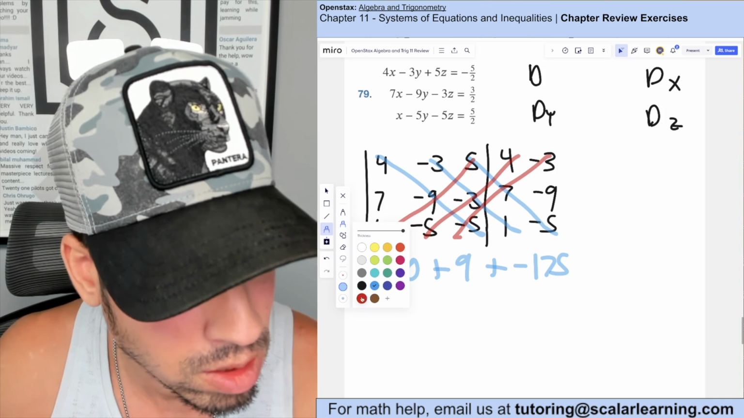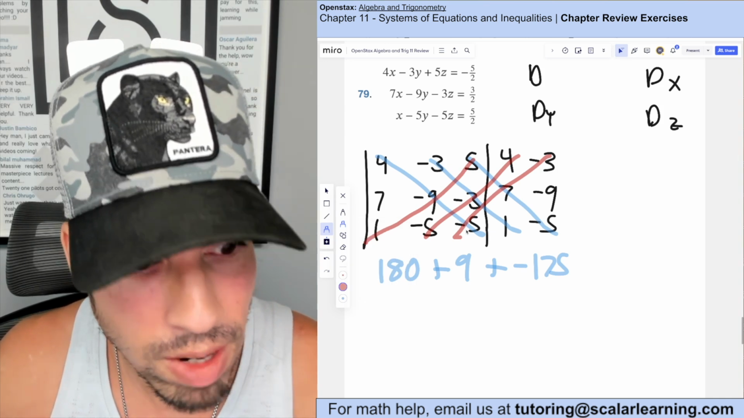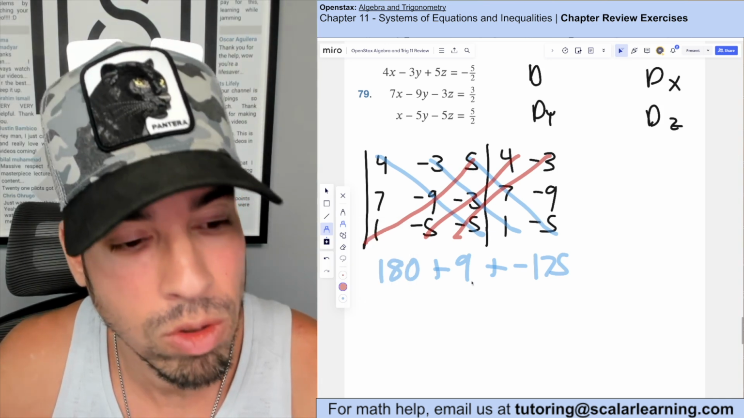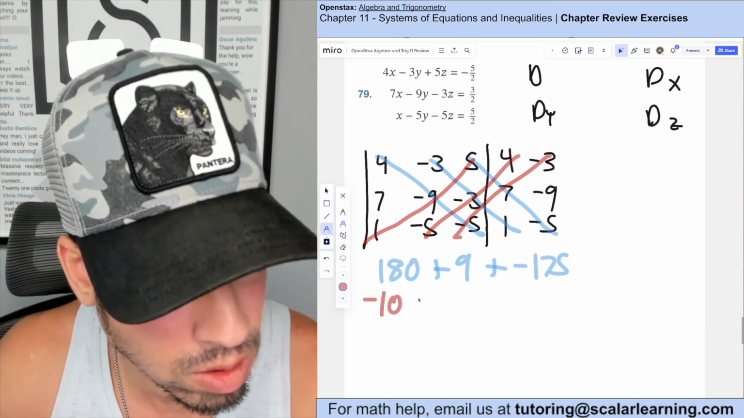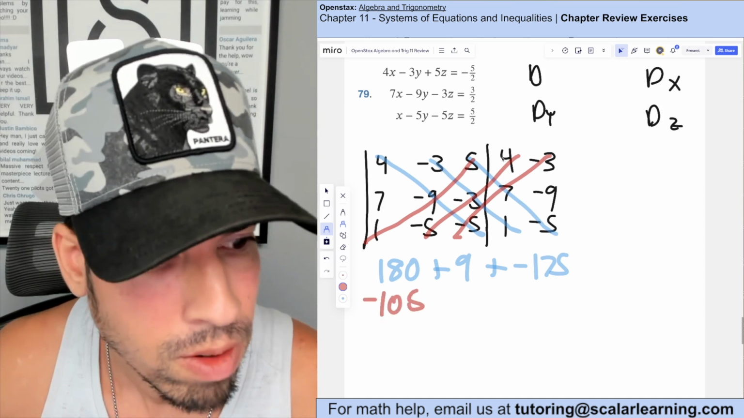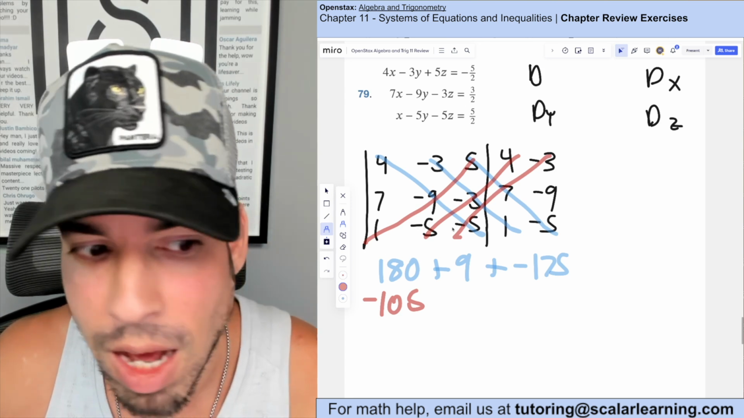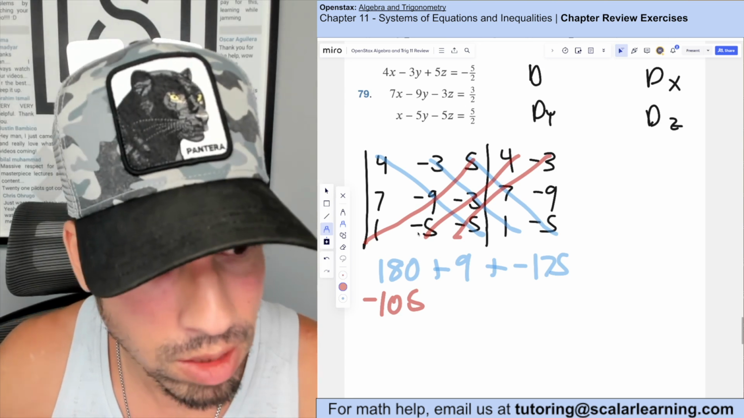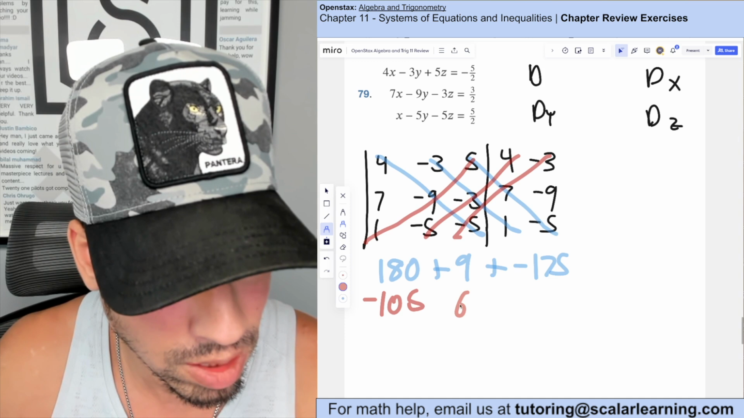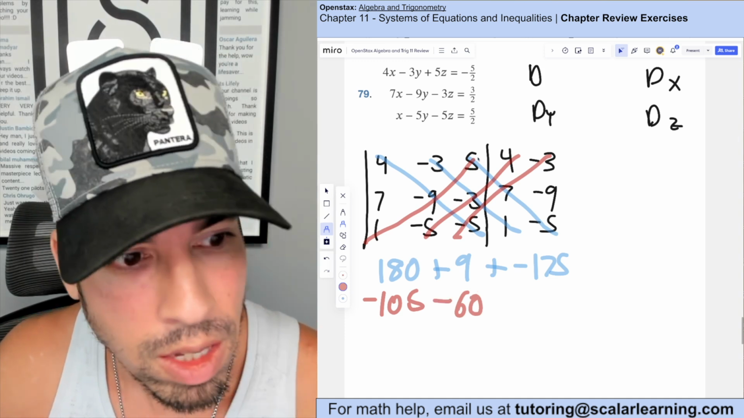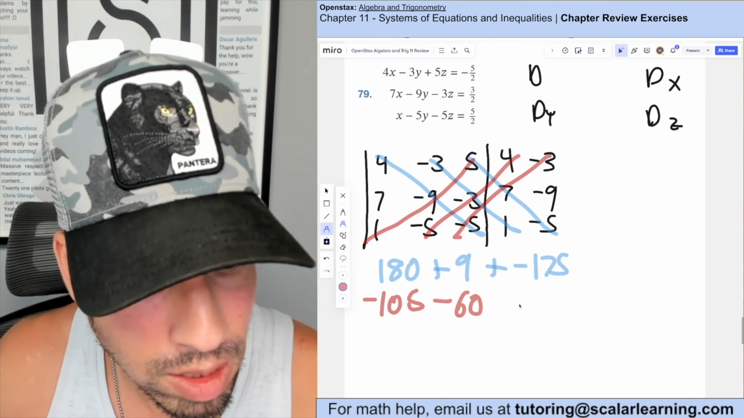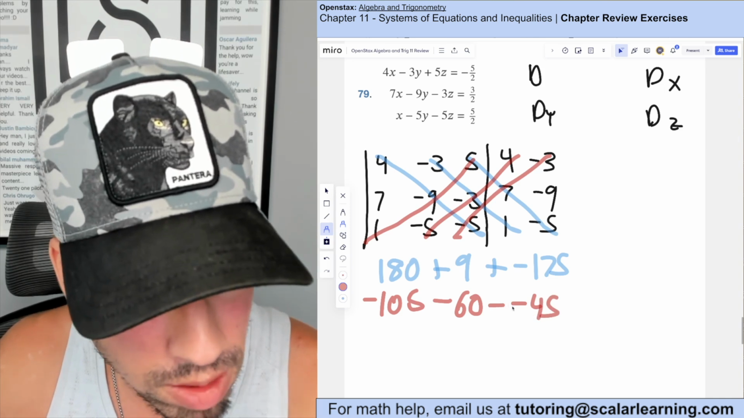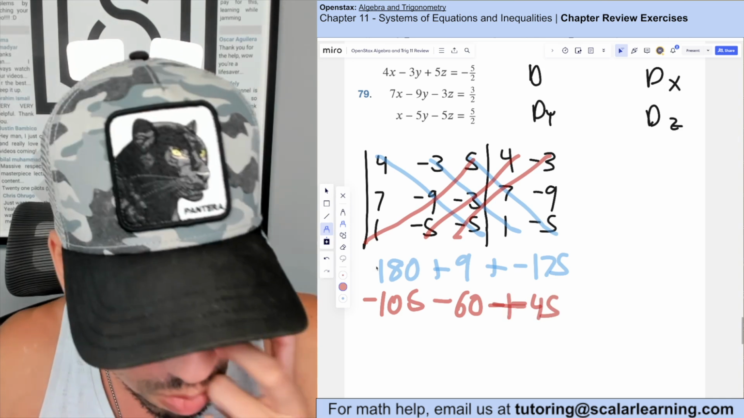Now let's do the reds. We got negative 3 times negative 5 is 15 times 7 is 105, but that's minusing 105. Then we got 4 times negative 5 is negative 20, times negative 3 is 60. Again, we're minusing that. And then 5 times 1 times negative 9 is negative 45, but we're minusing that as well. This double negative turns into a plus.